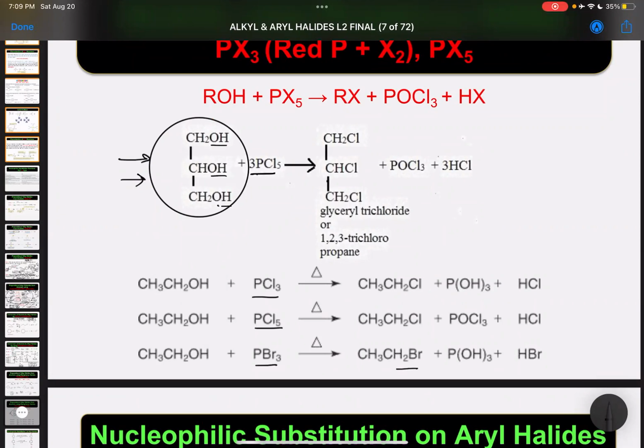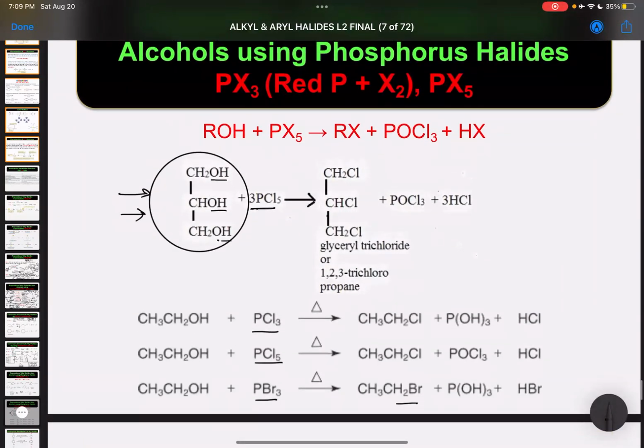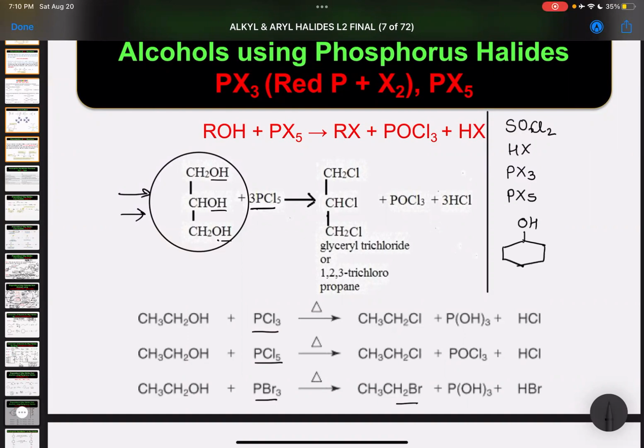But a very, very important thing is that all of these reactions, either with SOCl2 or with HX or with PX3 or with PX5, are not applicable for aromatic alcohols or phenols. What is the reason?